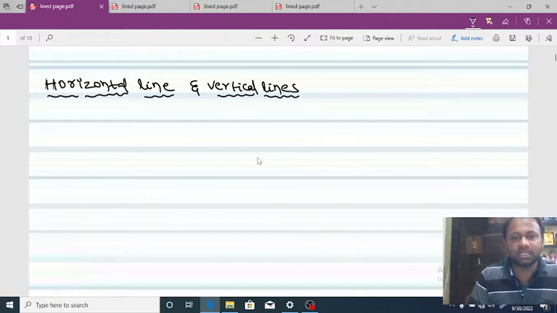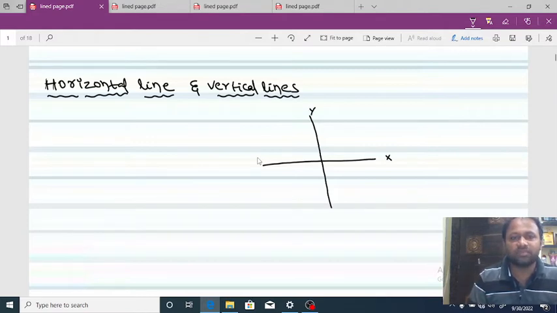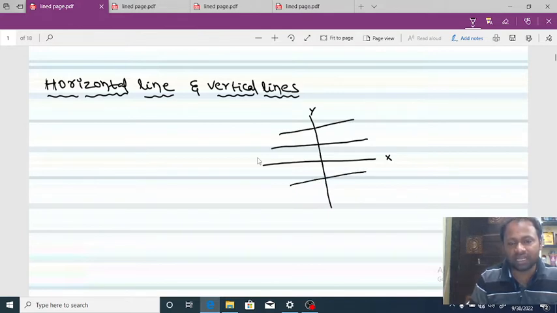Horizontal line means, suppose we take the x-axis as well as the y-axis. This is the x-axis and this is called the y-axis. A horizontal line means the line which is parallel to the x-axis. The line which is parallel to the x-axis is called a horizontal line. Okay. Next, what is the equation of the horizontal line?